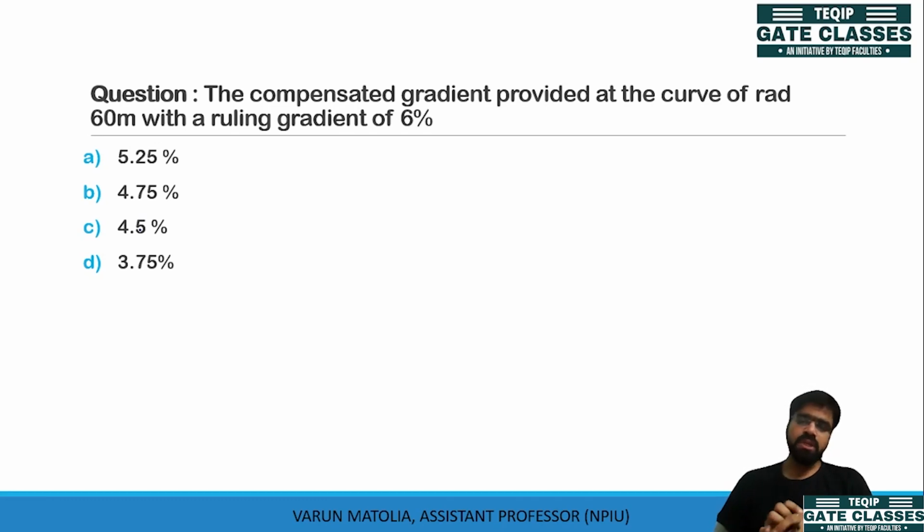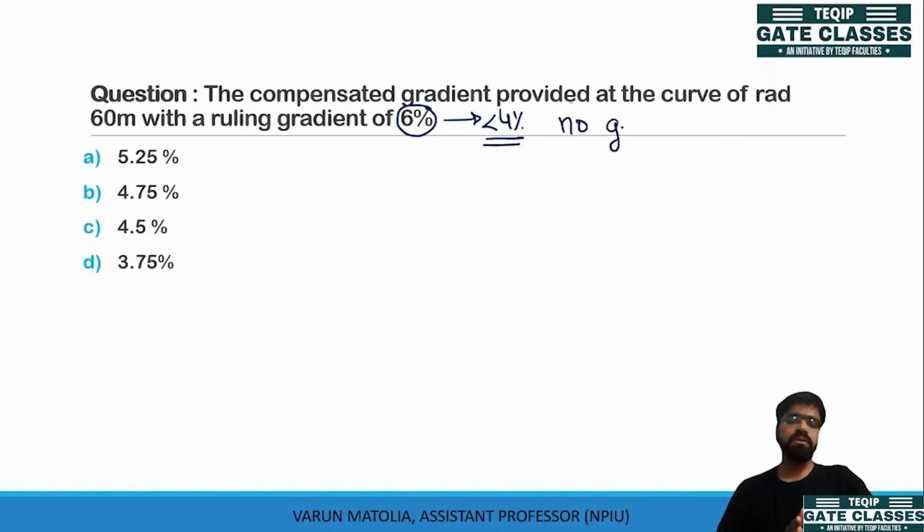This is a very important question. This talks about the compensated gradient. The compensated gradient is provided at the curve of radius 60 meters with a ruling gradient of 6%. Now look at this question. If the value given for ruling gradient is less than 4%, then no grade compensation is provided. But as this value is more than 4%, we will provide grade compensation.